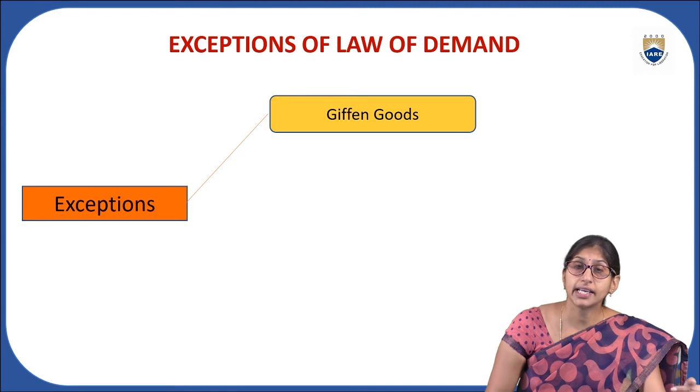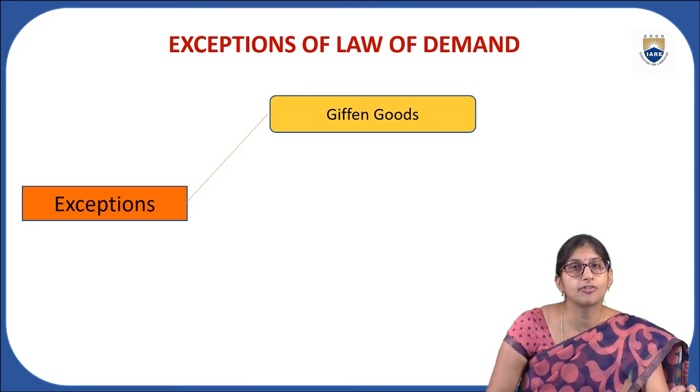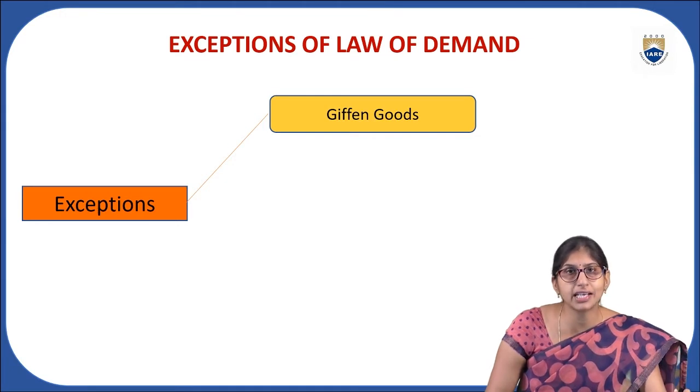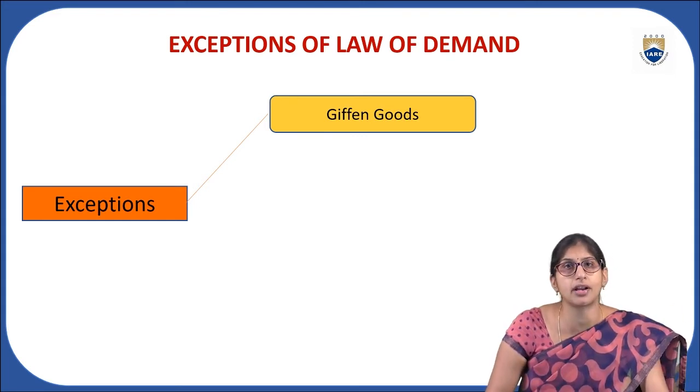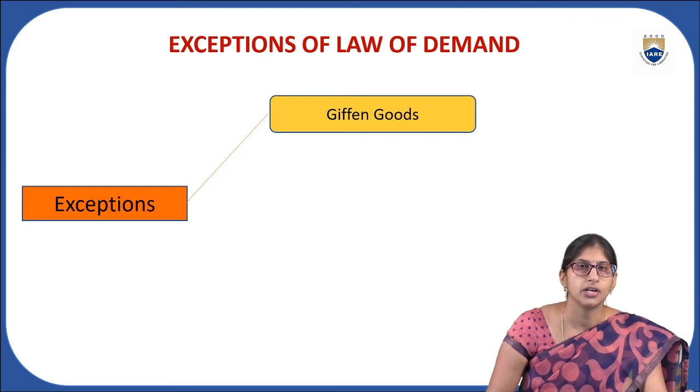So what does the law of demand state? The law of demand states that if price is increasing, demand is decreasing. But what is happening with Giffen goods? In the case of these goods, this is not happening. If price is decreasing, is demand for such products increasing? It is not increasing. Rather, he wants to create demand for some other product, not the same product. So this is what Giffen goods, or the Giffen paradox, is.